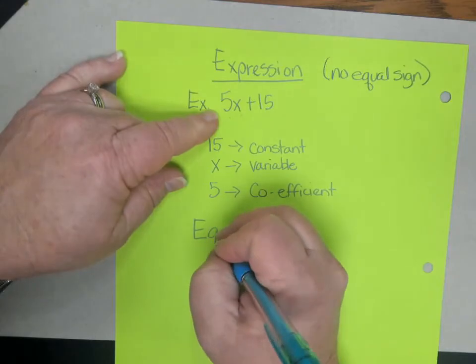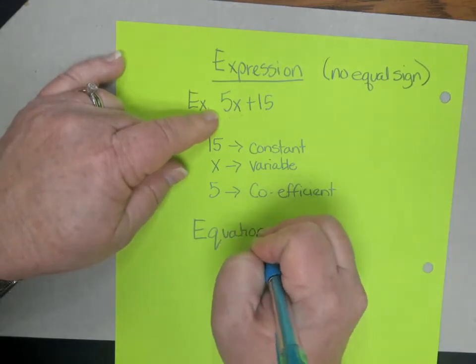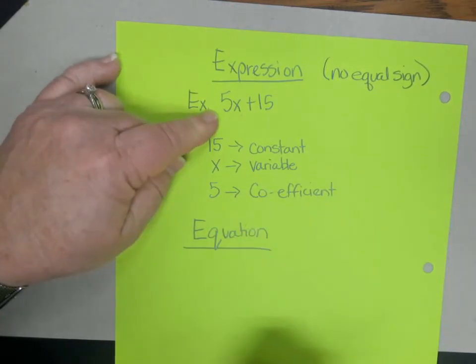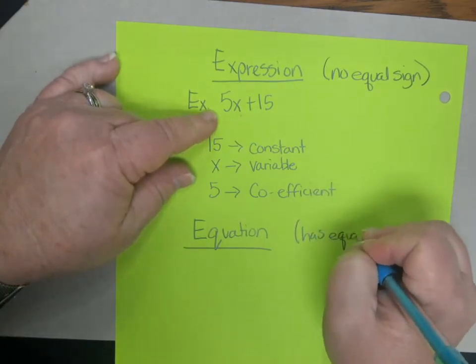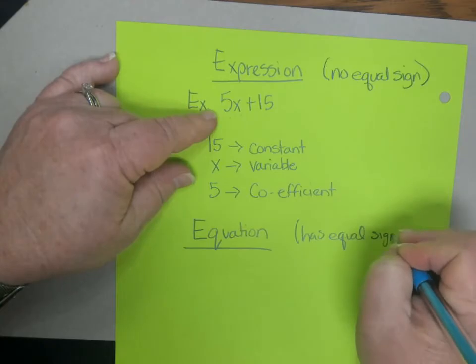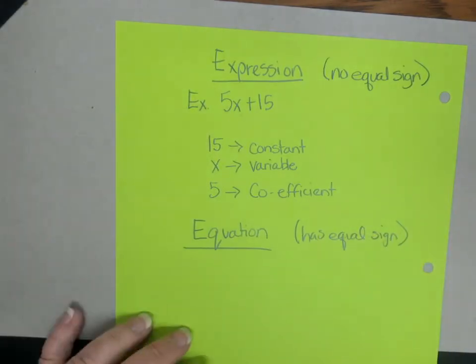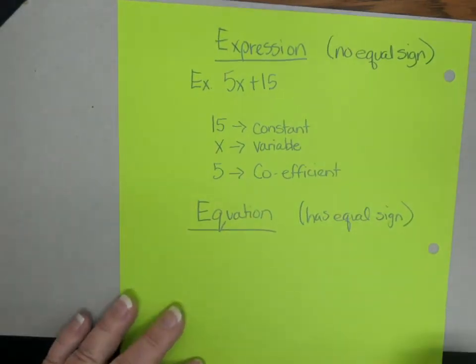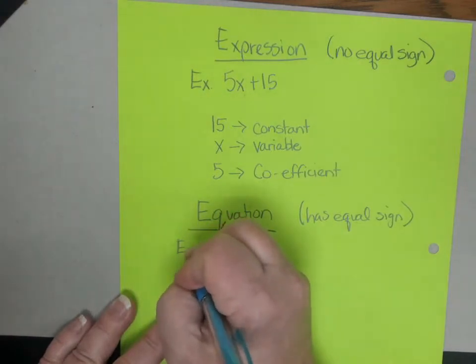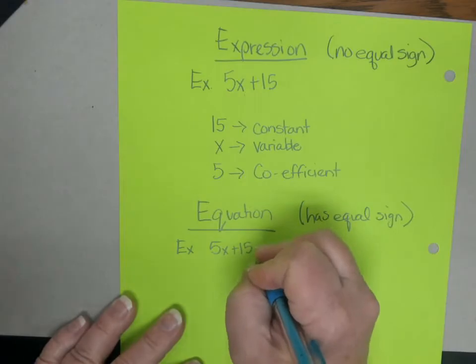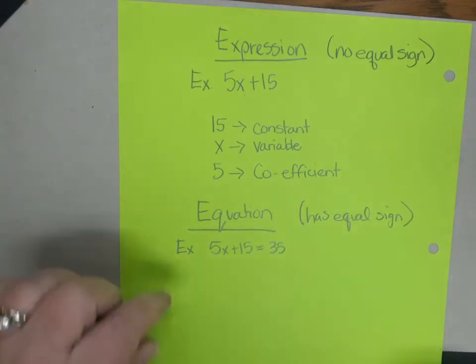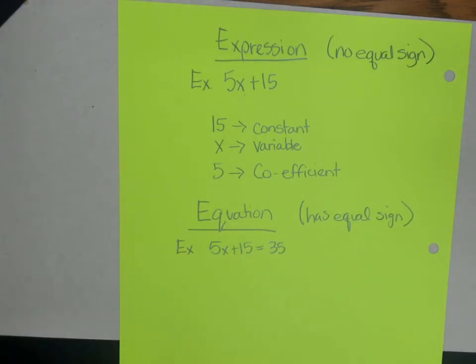An equation always has an equal sign. And we are generally asked to solve an equation. So, for example, we could have 5x plus 15 equals 35. An equation is an actual sentence. You have verbs and nouns. Okay? An expression is not.